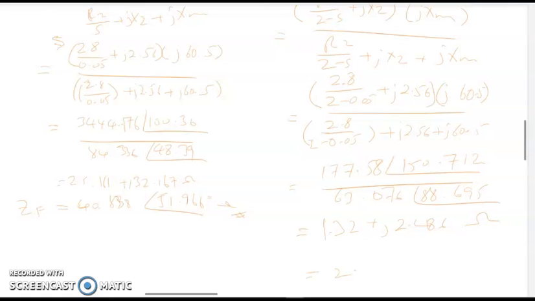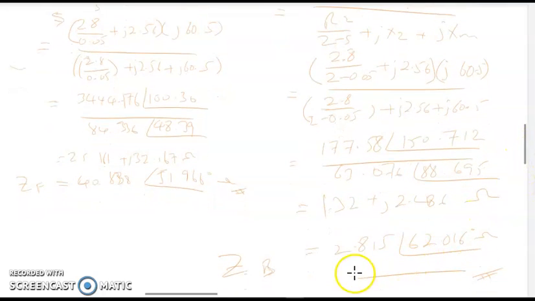So you will get the answer in complex number and polar form: 1.32 plus J2.486 ohms, or in polar form 2.815 with the angle of 62.016 ohms. So ZF you got this number, and Z backward you get this amount. So you can see the forward impedance is higher compared to the reverse impedance.